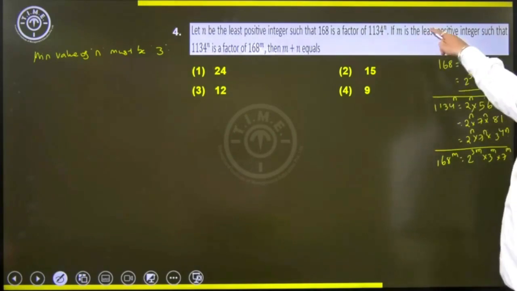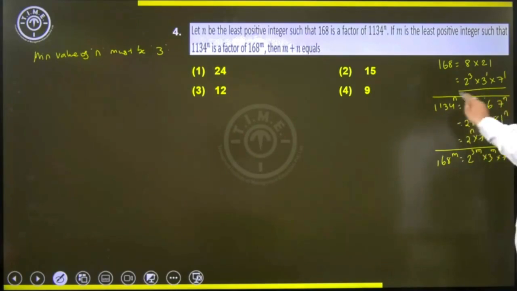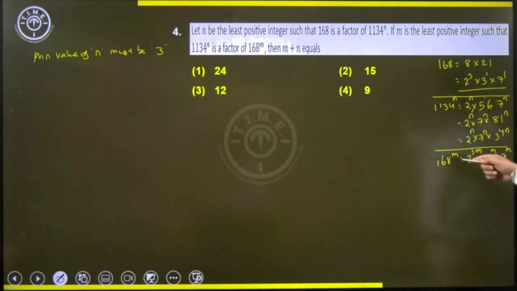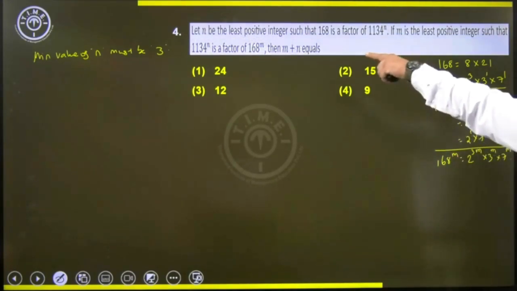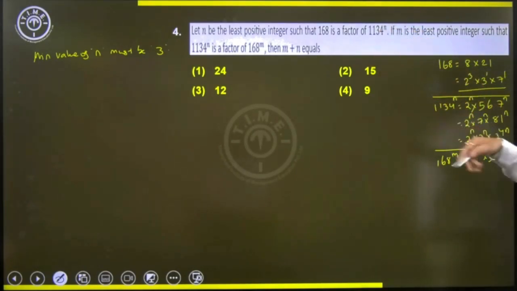Now what does it say? If m is a least positive integer such that this number is a factor of this number, so if this has to be a factor of this, that in turn means this will have to be a multiple of this, and already I know the value of n must be 3. In this question, the value of n turns out to be 3. If I put n equal to 3, suppose, this will become 2 cube, 7 cube, and this will be 3 power 12.